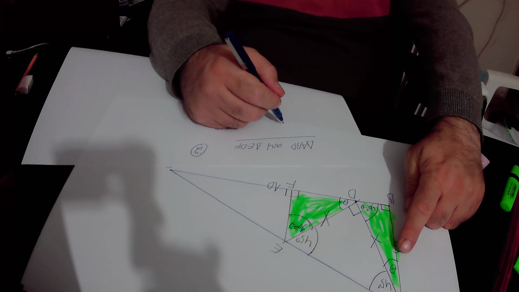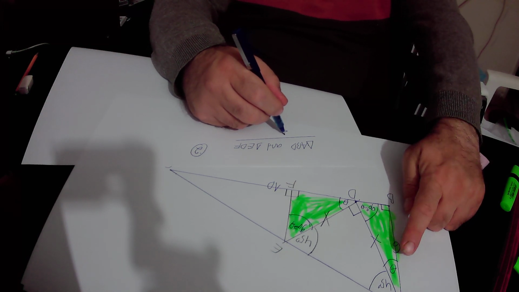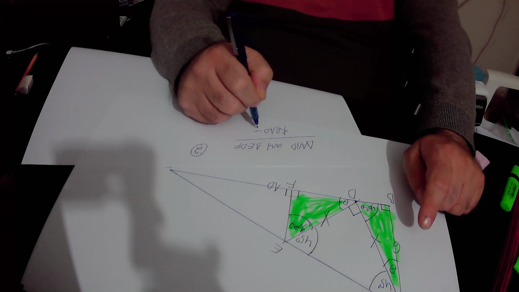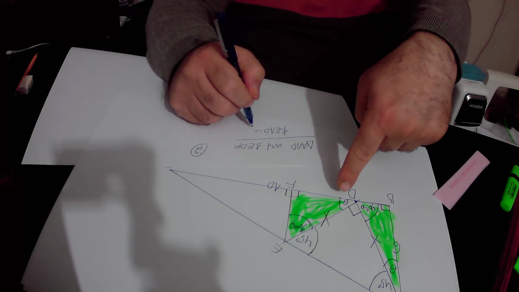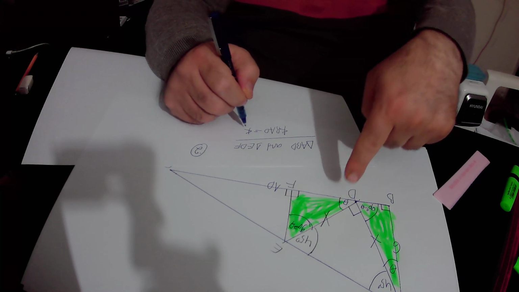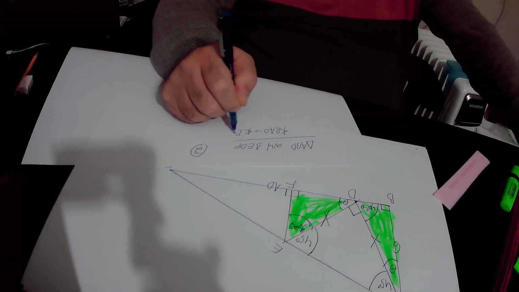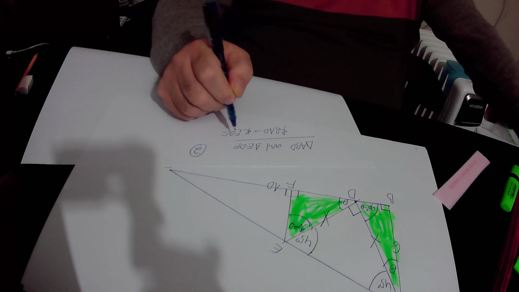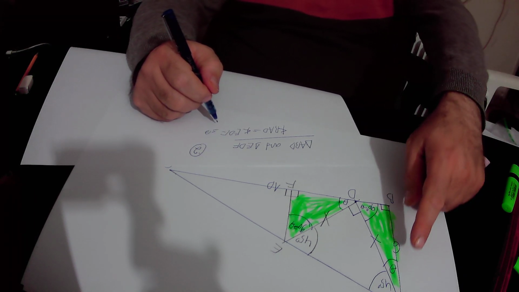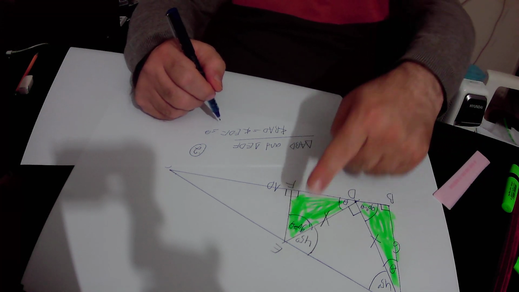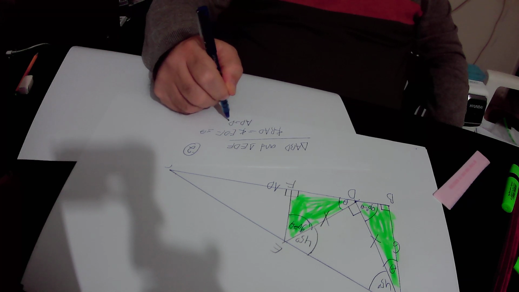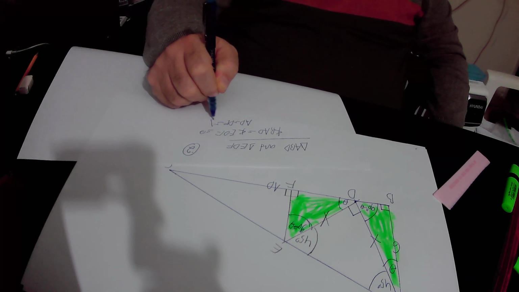Angle BAD, this angle, is equal to angle EDF, this angle, and both angles are equal to theta. AD equals DE equals x.